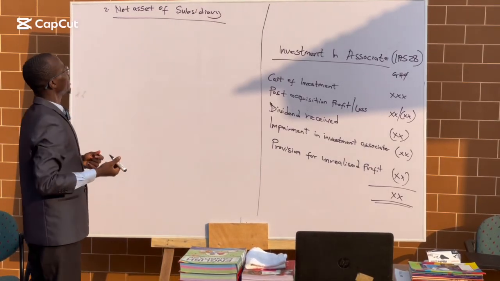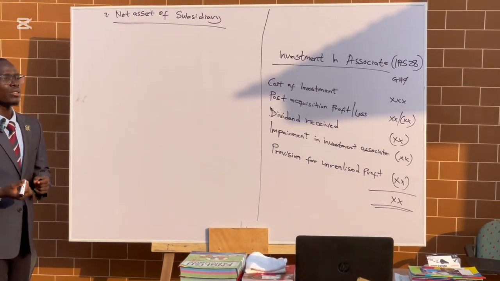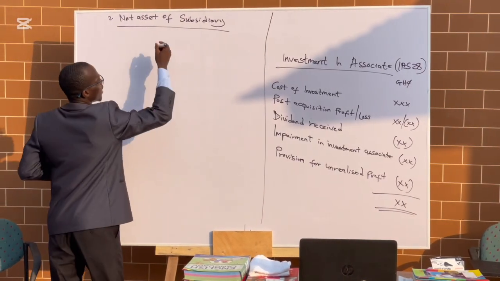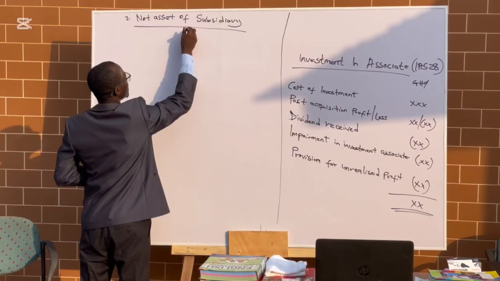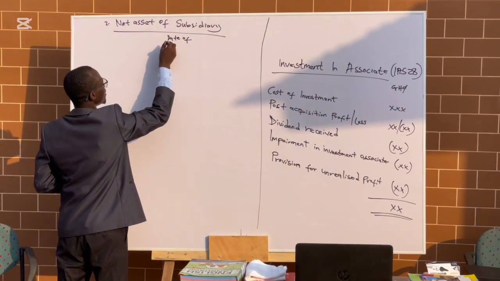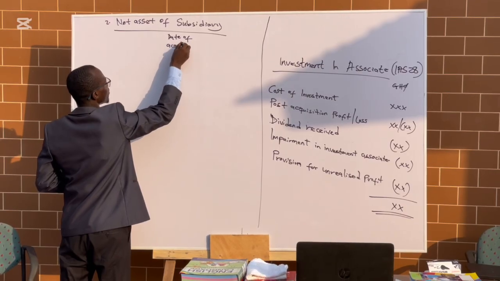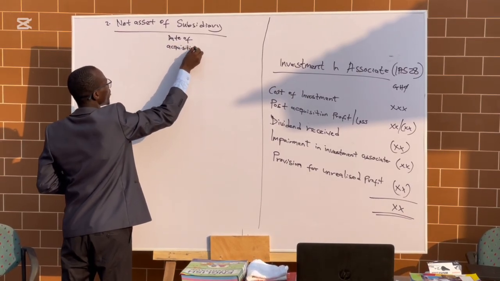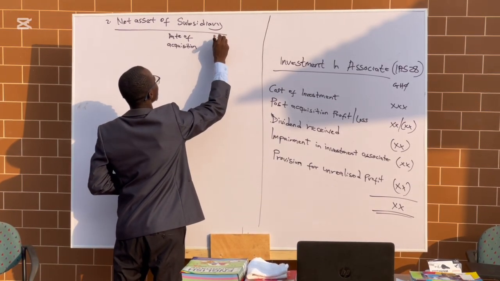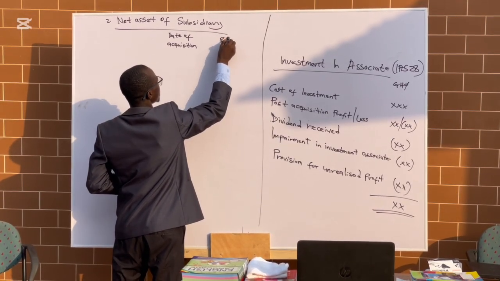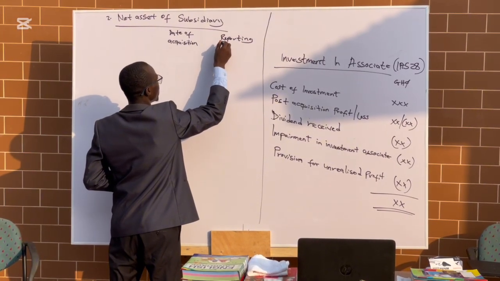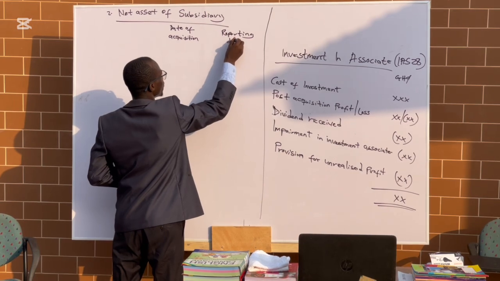Okay. So under the net asset of the subsidiary, you need to get to know that there are some things that you should bring on board. Acquisition date, or date of acquisition. As at the date of the acquisition, what is the net asset of the subsidiary? And also you need to bring the reporting date. At the reporting date, what is the net asset of the subsidiary? Reporting date, or date of reporting.